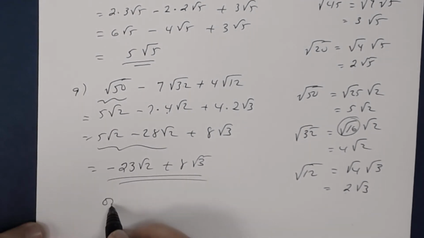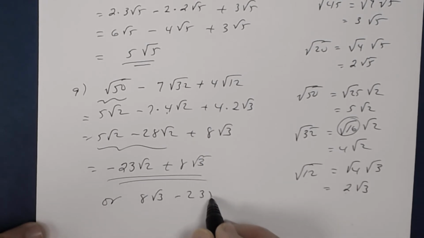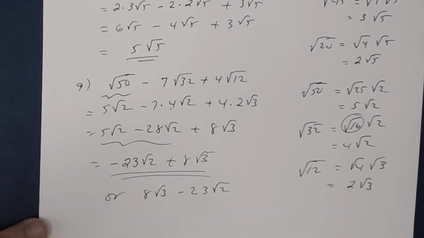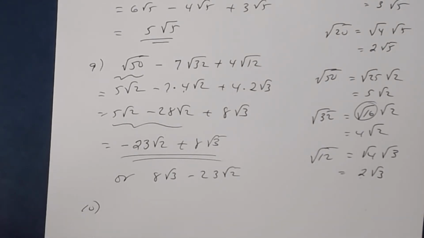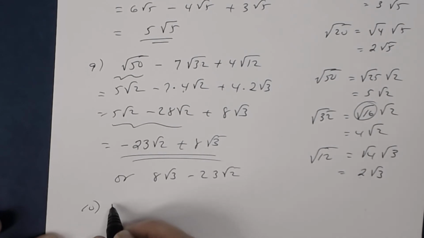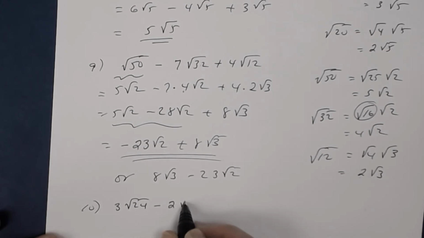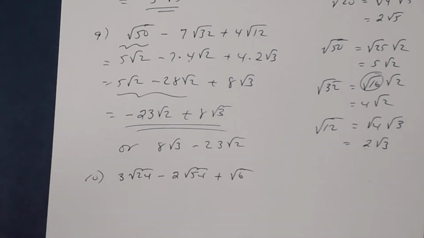Now, if you wanted to rewrite it, you could. You could say 8 square root of 3 minus 23 square root of 2. Does not matter. Both of those are the same thing. Okay? Number 10. Suppose in number 10 you had this. Let's say we had 3 square root of 24 minus 2 square root of 54 plus the square root of 6.